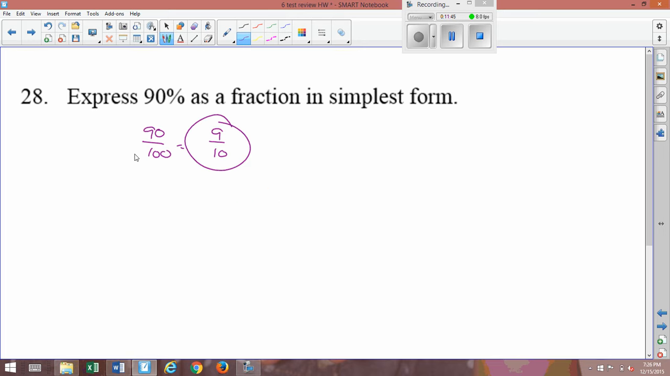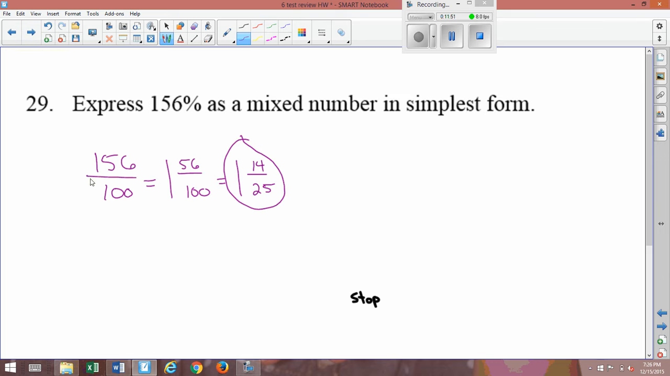Express 90% as a fraction in simplest form. 90 over 100 equals 9/10. And express 156% as a mixed number in simplest form. 156 over 100 equals 1 and 56/100. Then that reduces down to 1 and 14/25.